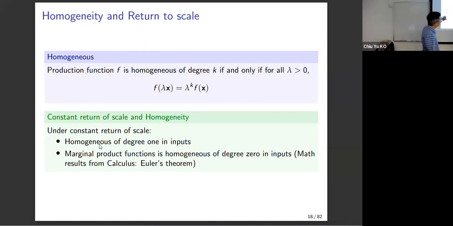Okay? And one thing in the math, this second point is basically from the math, okay? It's Euler's theorem, the marginal product is homogeneous of degree 1. If you don't do the math, then you can forget about the second point, because it's often in the textbook, so that's why I put it there. Okay.